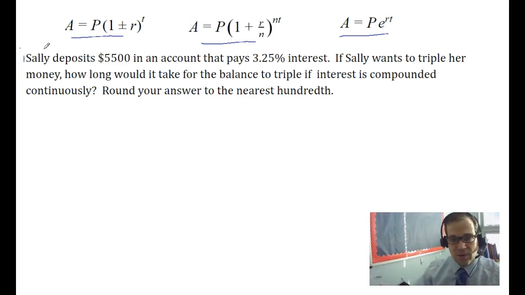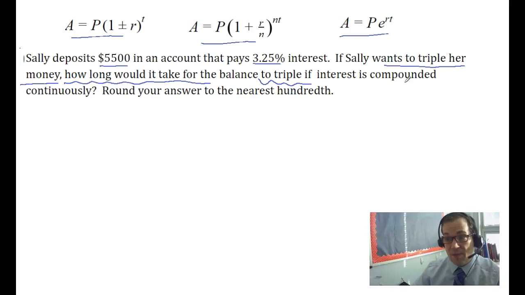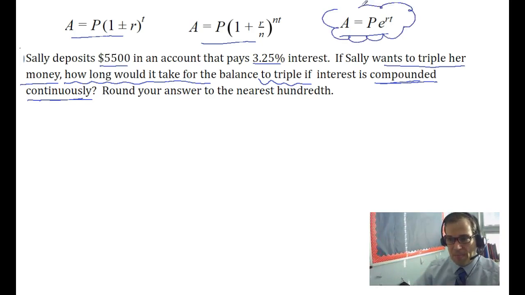So as I read this, we've got a buddy, Sally. She's putting this much money into an account that pays this percent interest. She wants to triple her money. We want to know how long it'll take for the balance to triple. So it's compounded continuously. I see this key phrase, continuously, so I know I'm using this formula.